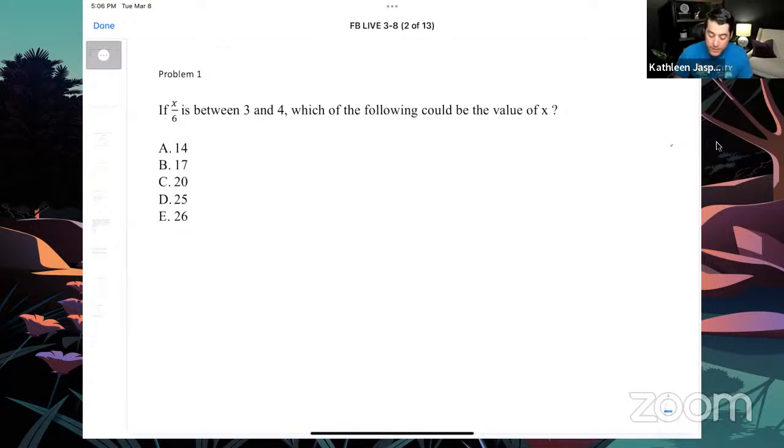So if I've got x over 6 is between 3 and 4, well, let's just go ahead and kind of write it. If x over 6 is equal to, let's say 3, right? Well, how do we solve this? We'll do the same thing here. x over 6 is equal to 4, because we've got to have some sort of range.